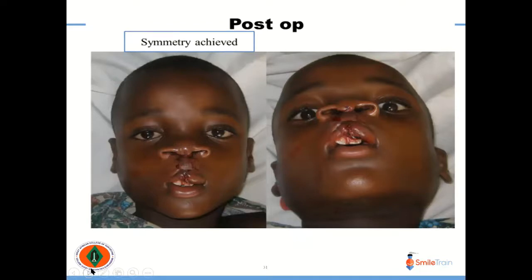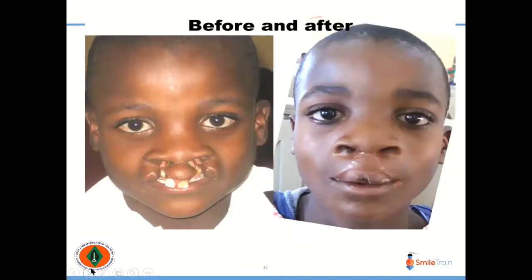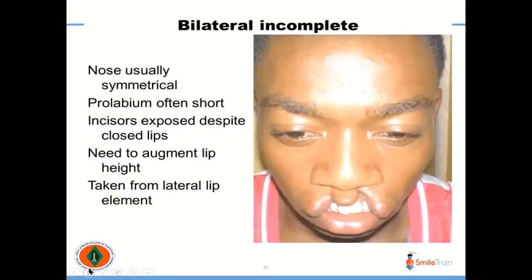Here, you might be wondering whether we covered the teeth properly, but the next one, when he came, next please. Yes, when he came on the Smile Train Day, you can see that the teeth are covered. And that's him before, that's him after. Next, please, so that we can move on to the next repairs.